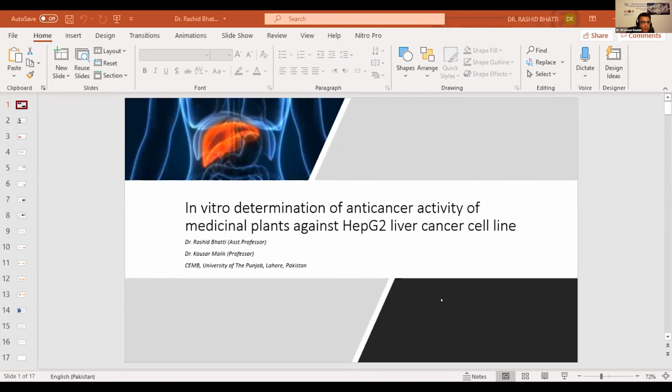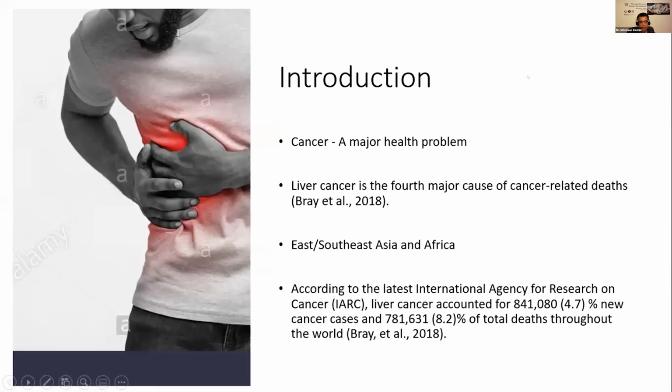I am Dr. Rashid Bhatti, and I will present the in vitro determination of anti-cancer activity of medicinal plant against HEPG2 liver cancer cell line. Cancer is a major health problem both for developed and undeveloped countries, and it is the second major cause of death after cardiovascular disease. Liver cancer is the fourth major cause of cancer-related deaths, and its prevalence varies with respect to area. It is most commonly found in East, Southeast Asia, and Africa. According to the latest International Agency for Research on Cancer, liver cancer accounted for 4.7% new cancer cases and 8.2% of total deaths throughout the world.